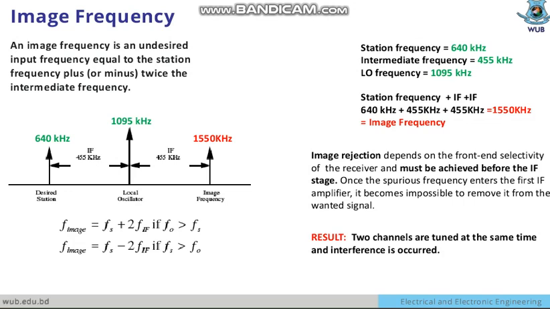Now, what is the image frequency? The image frequency is an undesired input frequency equal to the station frequency plus or minus twice the intermediate frequency. I have to tell one thing about the basics of the image frequency. Some people understand that image frequency means some image will go through with the signals and we will see some images. That's not the case in radio frequency. Image frequency is like when you look into a mirror at your face, that is the image of your face. So the image frequency means the same kind of frequency that is created on either side of the axis.